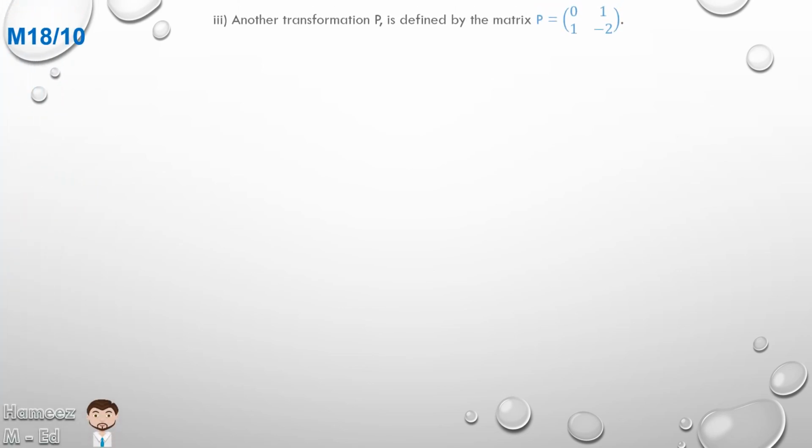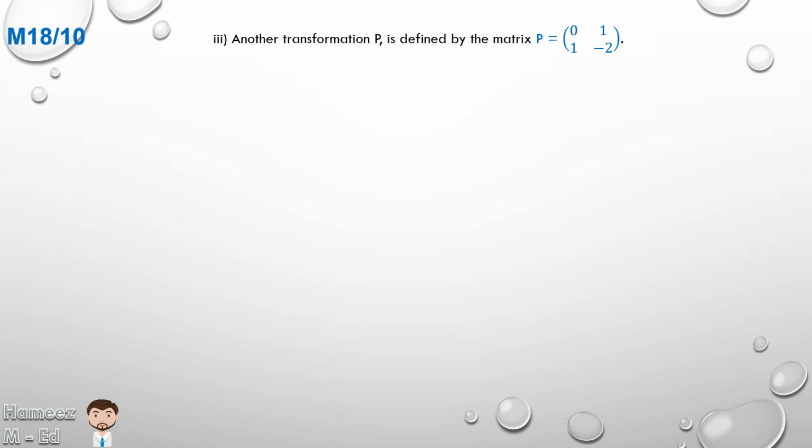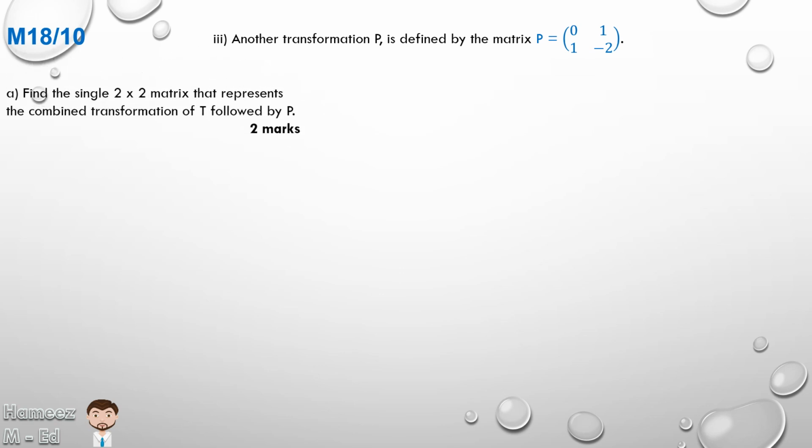May 2018, number 10, A, part 3. Another transformation P is defined by the matrix P equals 0, 1, 1, minus 2. So part A: find the single 2 by 2 matrix that represents a combined transformation of T followed by P.